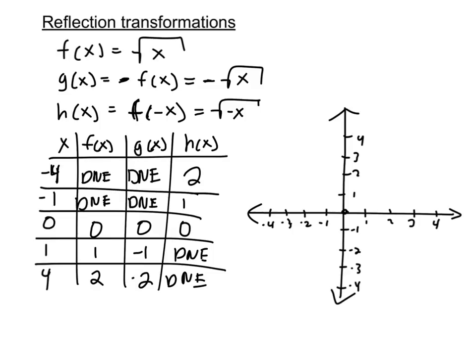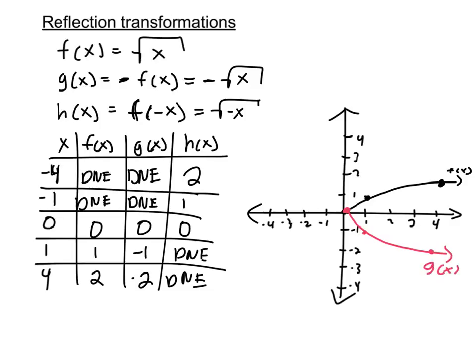Let's start with f of x. This is what f of x looks like. Let me label that f of x. And now let's do g of x. It starts at 0, and then when x is 1, y is negative 1, and then when x is 4, y is negative 2. So that's g of x.